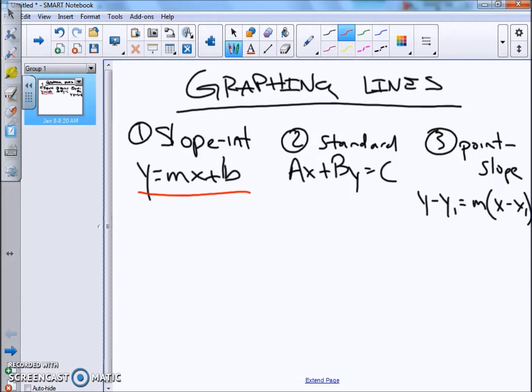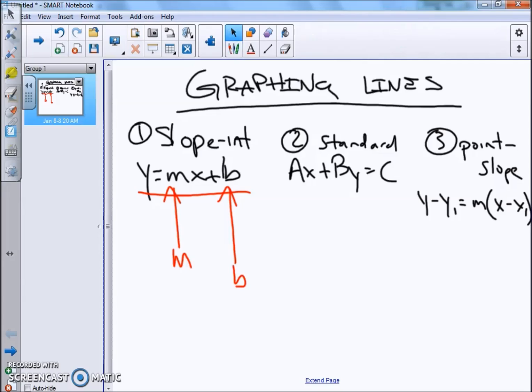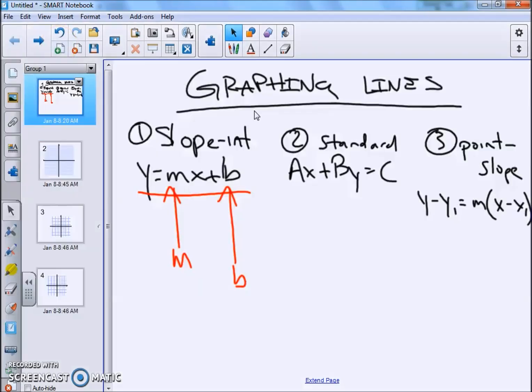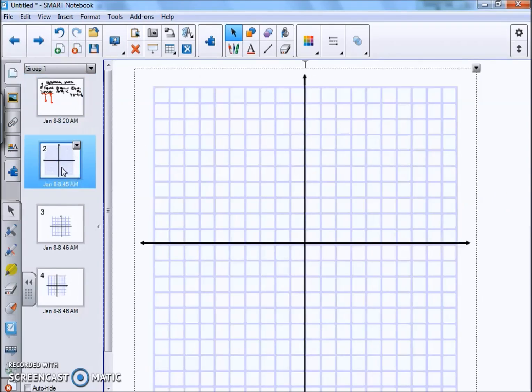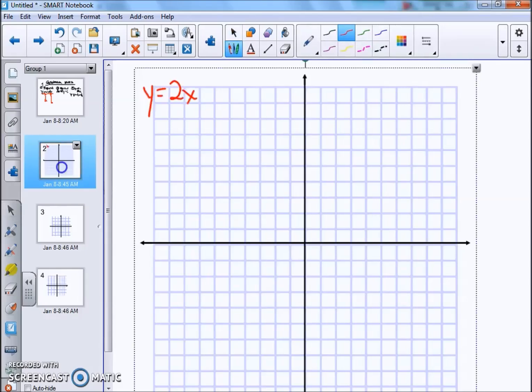So I'm going to show you two or three different ways that we can graph lines depending on the form. And then briefly I'm going to show you one way that you can use for any form in case you forget. Okay? In slope-intercept form, they tell us the slope and the y-intercept. Someone give me an equation in the form y equals mx plus b. Y equals 2x plus 4.